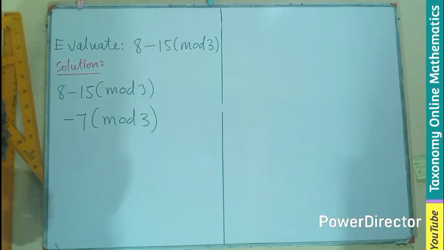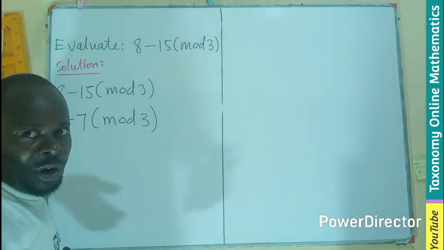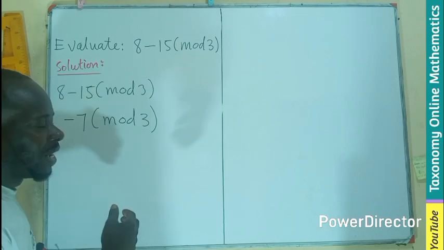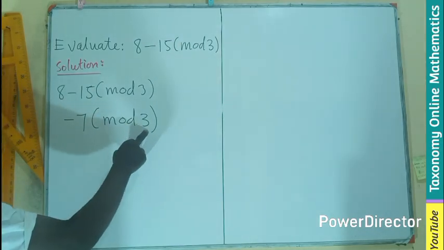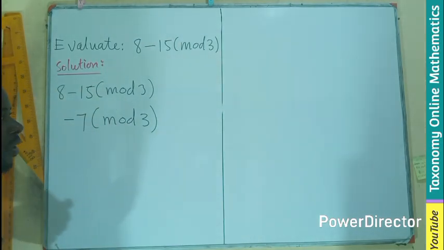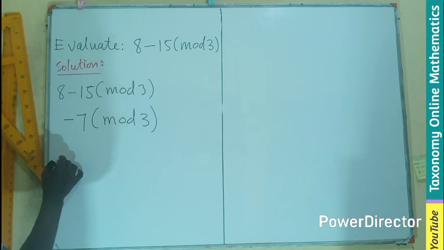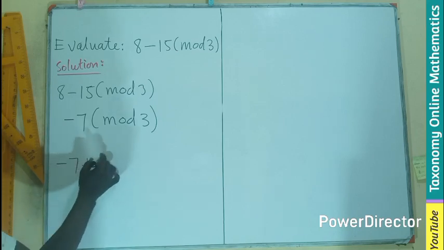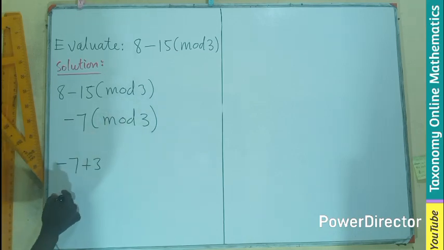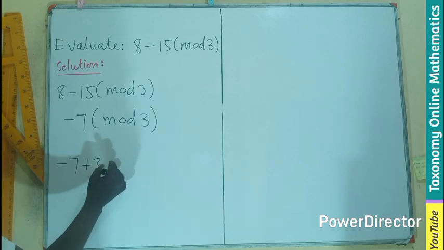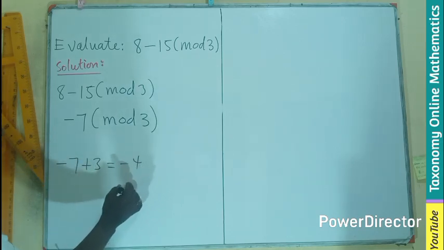Now, one of the ways to get it is to keep on adding the modulus to the negative number until we get what? A positive answer, meaning I should be having negative 7 plus 3. Then the answer I'll get is negative 4.